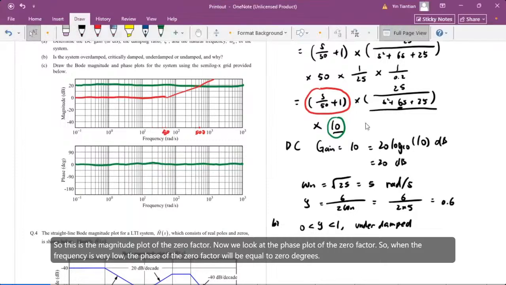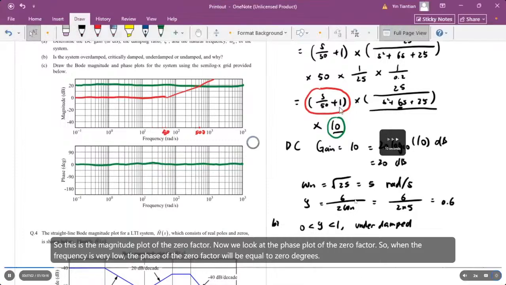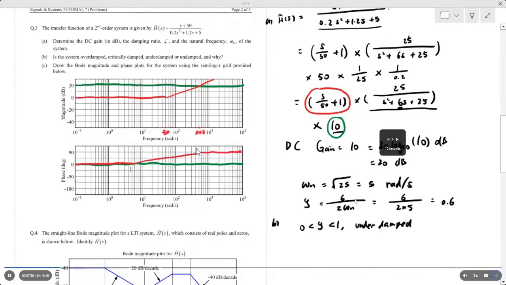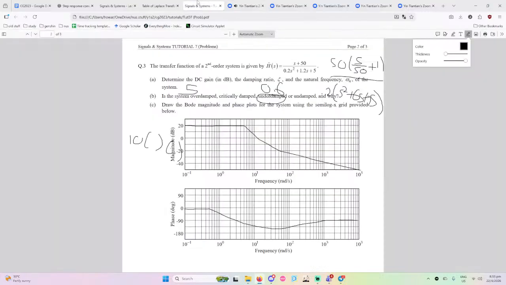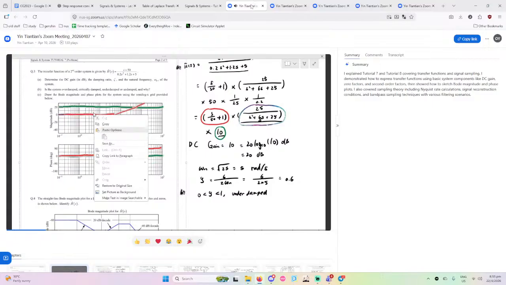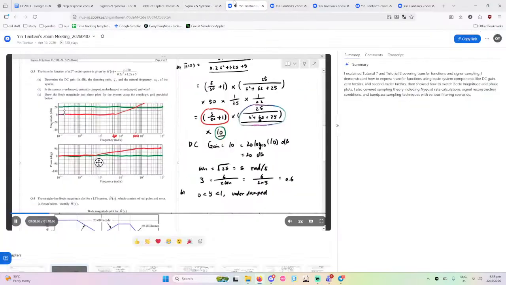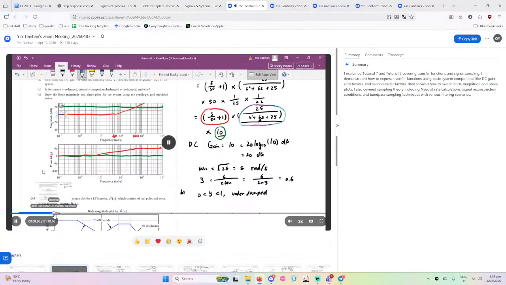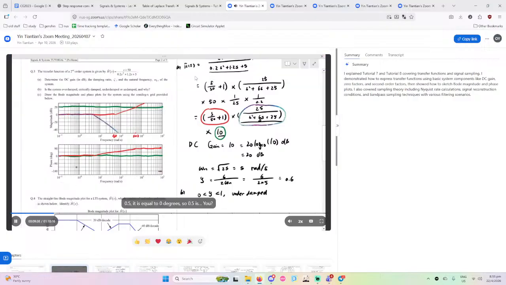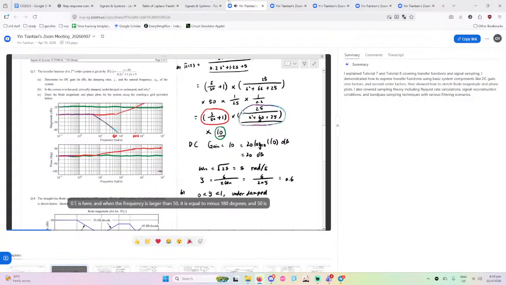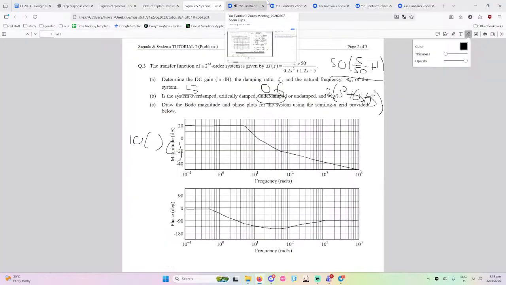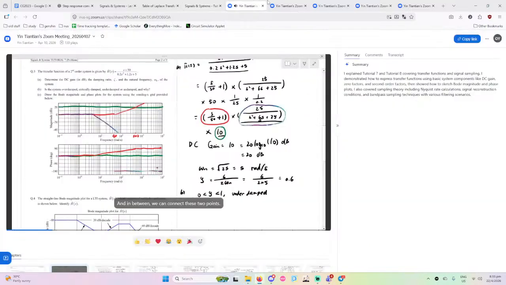When the frequency is very low, less than 0.5, the phase of the zero factor is equal to 0. There will be a slope change at omega equal to 5, which is 2, 3, 4, 5 here. It is very hard to plot. At 0.5, it is equal to 0 degrees. So 0.5 is here. And when the frequency is larger than 50, it is equal to minus 180 degrees. And 50 is here. And in between, we can connect these 2 points.